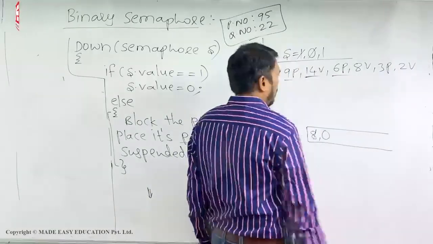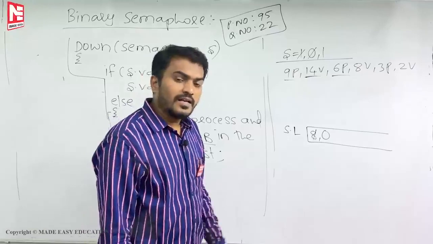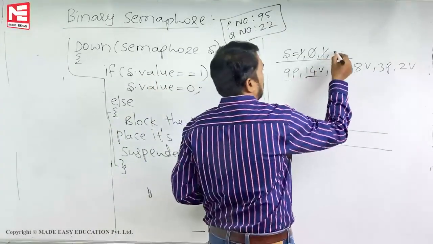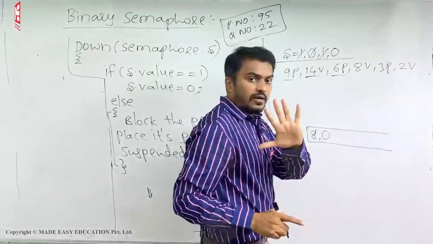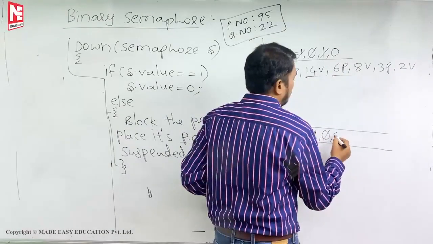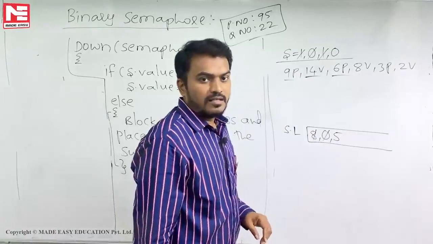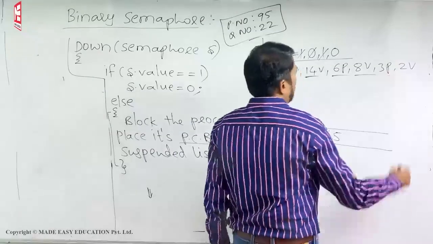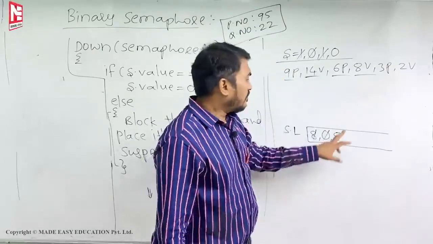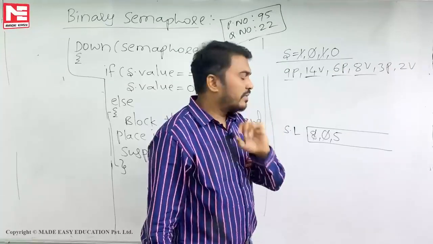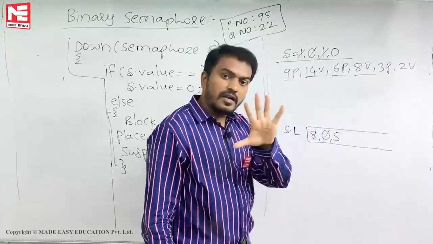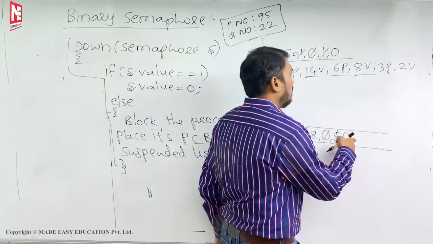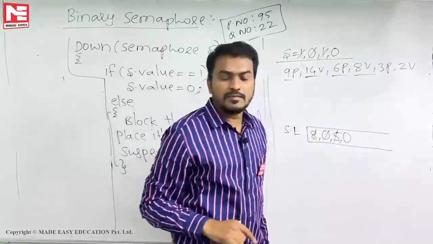Next, 6 down operations are performed. The same thing: the first down operation will be successful and the value becomes 0, and the next 5 down operations will be unsuccessful and will go into the suspended list. After that, 8 up operations are performed. For the first 5 up operations, the suspended list becomes empty. Remember, the semaphore value still remains 0.